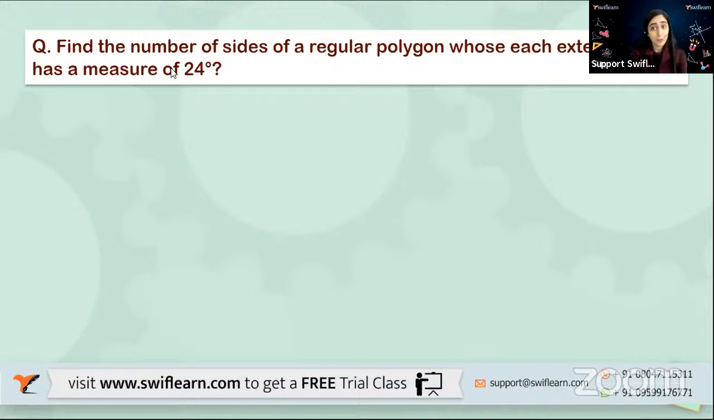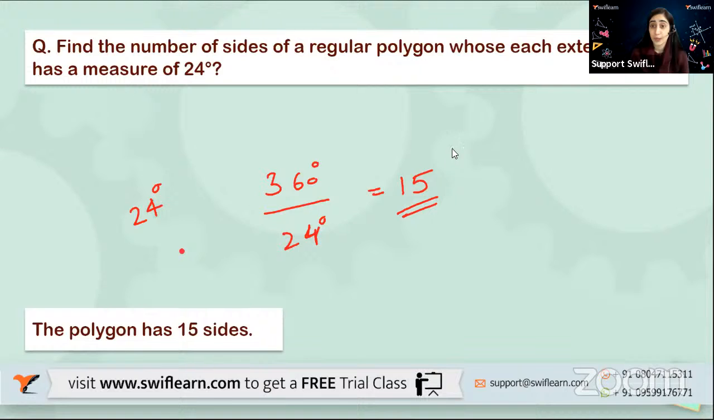So find the number of sides of a regular polygon whose each external angle has a measurement of 24 degree. So how many sides will be there, or how many angles will be there, that we need to calculate. But we know that the sum of all the angles is 360 degree. And I know each angle. So what will the number of sides be equal to? Each angle is 24 degree. So I'll divide by 24 degree. When I divide 360 by 24, what do I get? I get the answer as 15. So in this case, there will be 15 sides. Let's see. Yeah, the polygon has 15 sides.